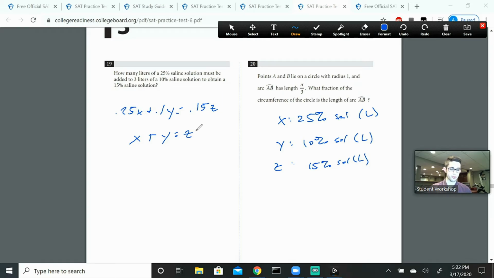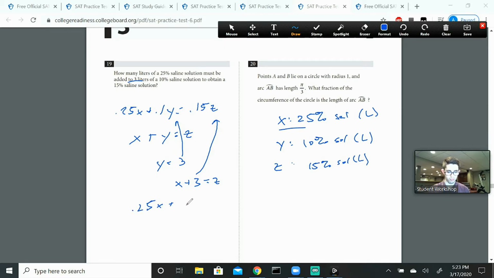Now that's 3 variables and only 2 equations, so we need to look for our third equation, and that one's just going to be snuck in there: there are 3 liters of 10% saline solution, so y is equal to 3. And now we're solving for 25% saline, so we're trying to solve for x, so let's get rid of the other variables. We know x plus 3 equals z. So z equals x plus 3, we can substitute that in, and we can substitute 3 in for y, and then we just have one equation with one variable, the one we care about, and that's what we're looking for.